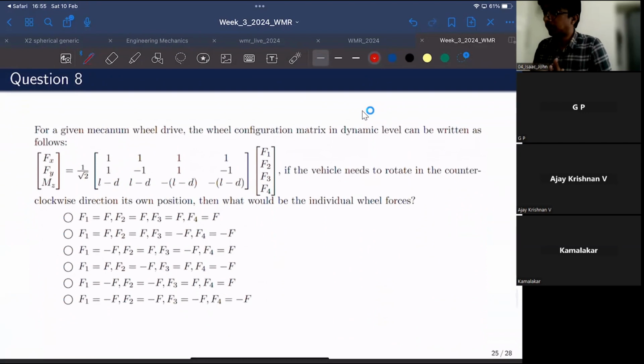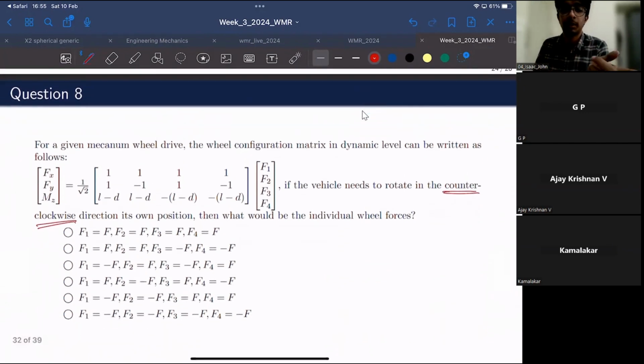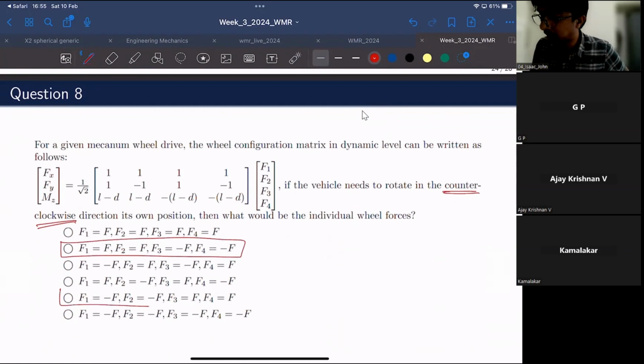And again, these are all similar problems. Earlier we considered clockwise rotation. Now it's asking for counterclockwise rotation. So you only need to flip whatever we considered in the previous case, you only need to flip directions. I think for rotations, this option and this option were the potential candidates. You have established this as clockwise rotation, and you have established this as counterclockwise rotation.